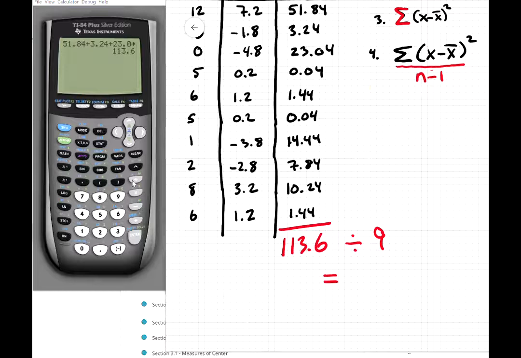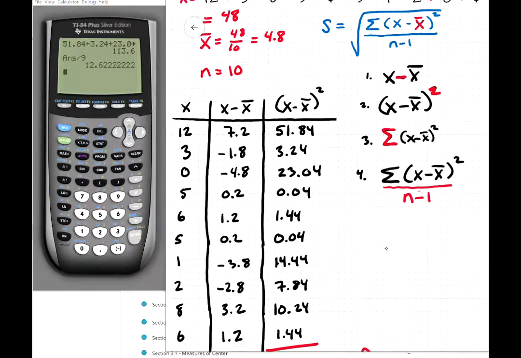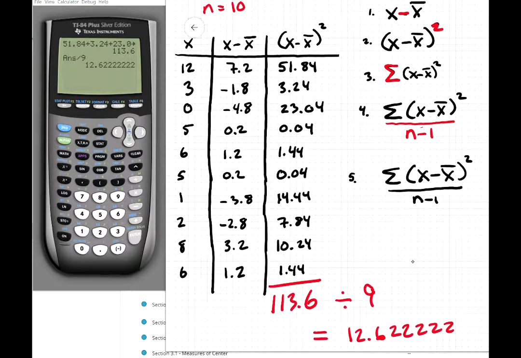Okay, we're almost there. Divided by 9, we get 12.62222 and so on, 2 repeating. And the last step in our calculation, we are so close. We take the sum of x minus x bar squared divided by n minus 1. So that's the 12.62 repeating. That's where we're at right now.